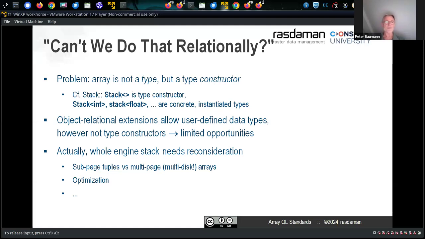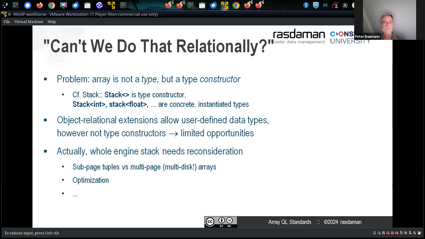And then early on, people said, we want to match this into relations. Can't we do that relationally? Well, the problem is an array is actually not a data type, I was lying, but it's a type constructor, something like a stack. You don't have a stack as a data type, but you instantiate that as a stack of integer, a stack of float, and the same way you instantiate arrays into arrays over integer, over float, over RGB, etc., and with some particular dimension. Now, this is something that you cannot do with object relational extensions because they are data types, but not type constructors.